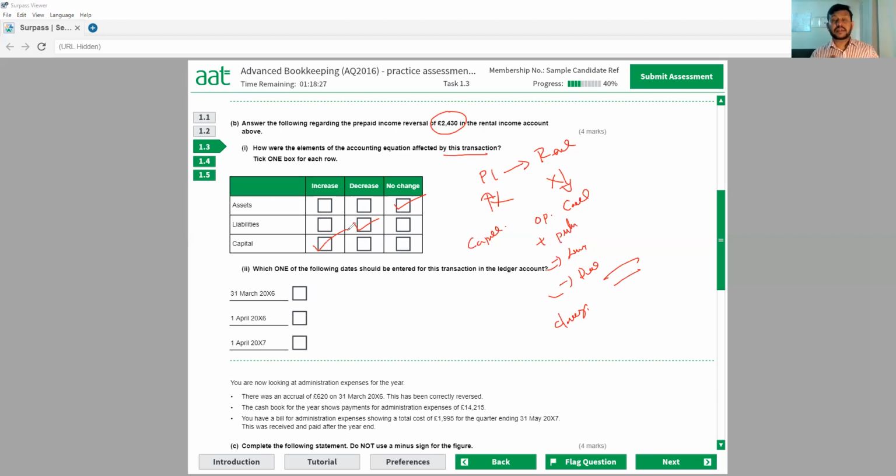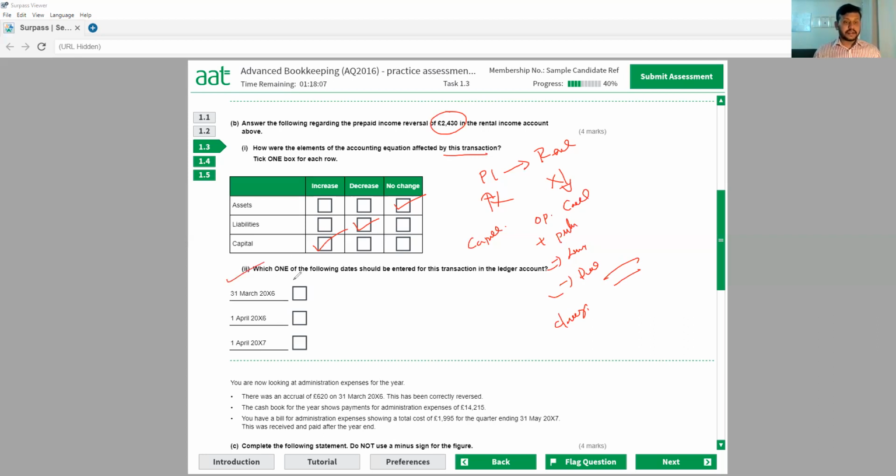Remember that if it is a reversal of the prepaid income, this income belongs to this period. So your liability will be decreased and income will be increased. And if the income is increased, that means capital is also increasing. There's no link with the asset for that. Let's read the next one.